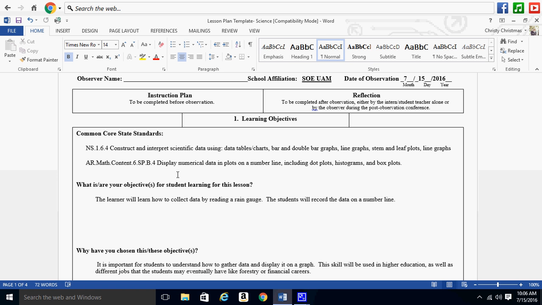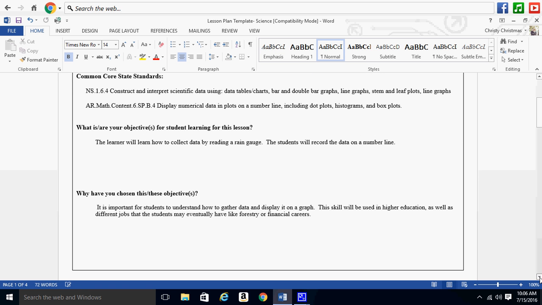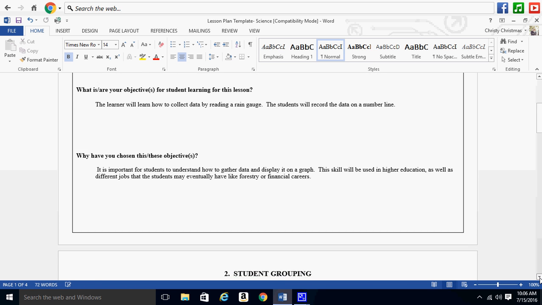The objective for the student learning this lesson is the learner will learn how to collect data by reading a rain gauge. The students will record the data on a number line. I have chosen these objectives because it is important for students to understand how to gather data and display it on a graph. These are skills that will be used in higher education as well as different jobs that the student may eventually have, such as forestry or careers in finance.